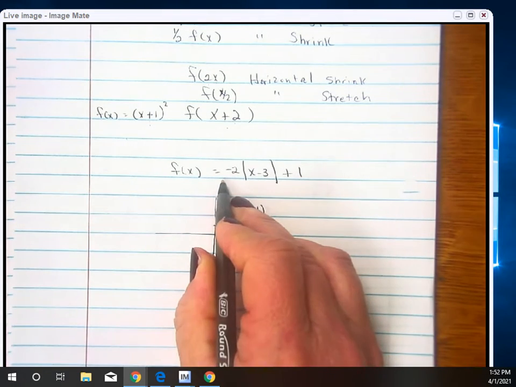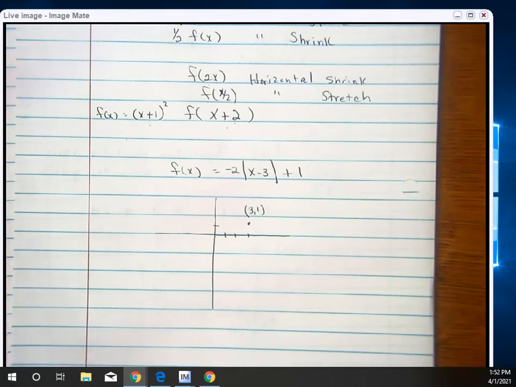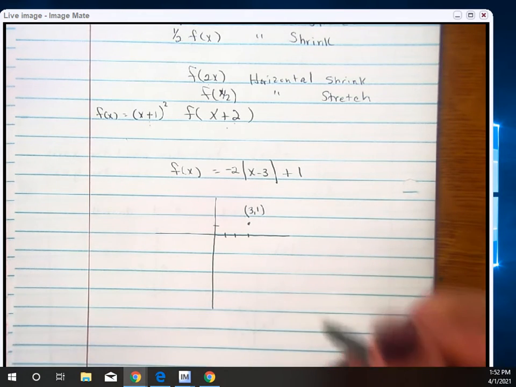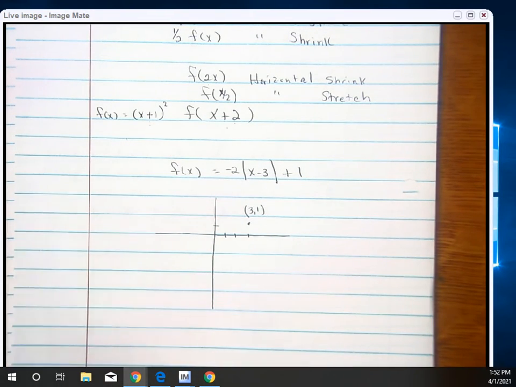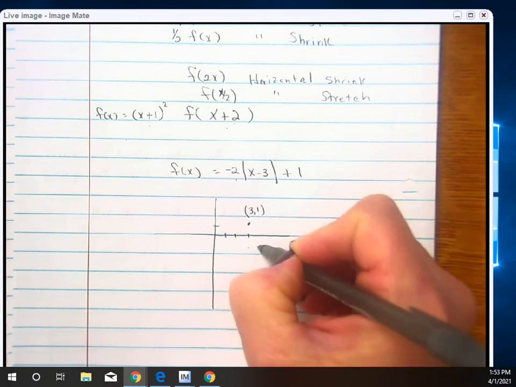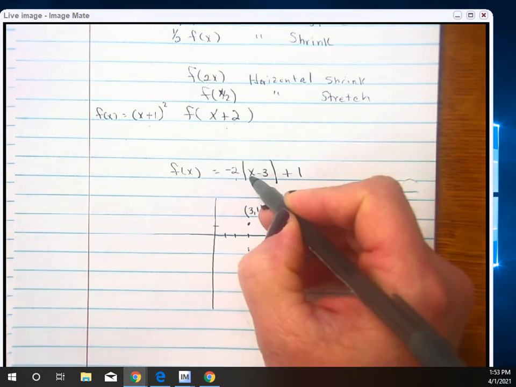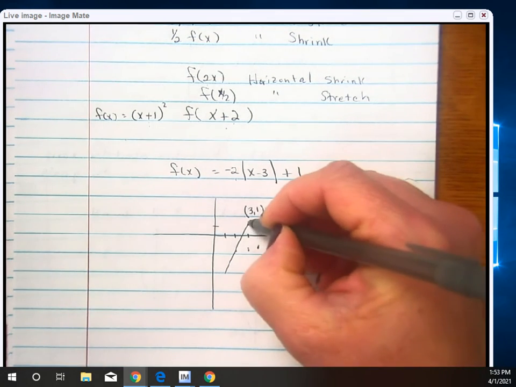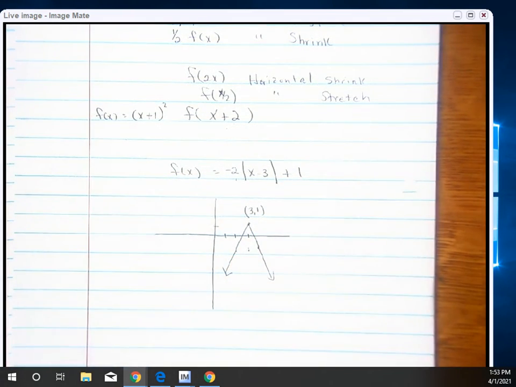What does the negative do to the graph? It reflects it about the x-axis, and you basically have the stretch factor of 2. Now, if it's absolute value, you can think of those as the slope. The slope is a negative 2. So you're going to go down 2, right 1, and then because it's an absolute value and we know our vertex, we can reflect that point to the other side, and that tells you how wide to make it.